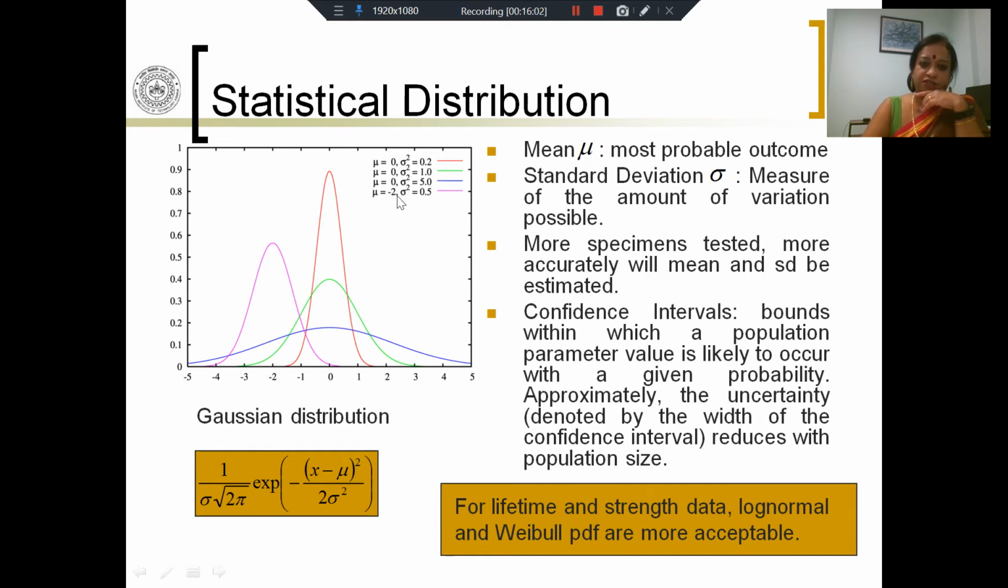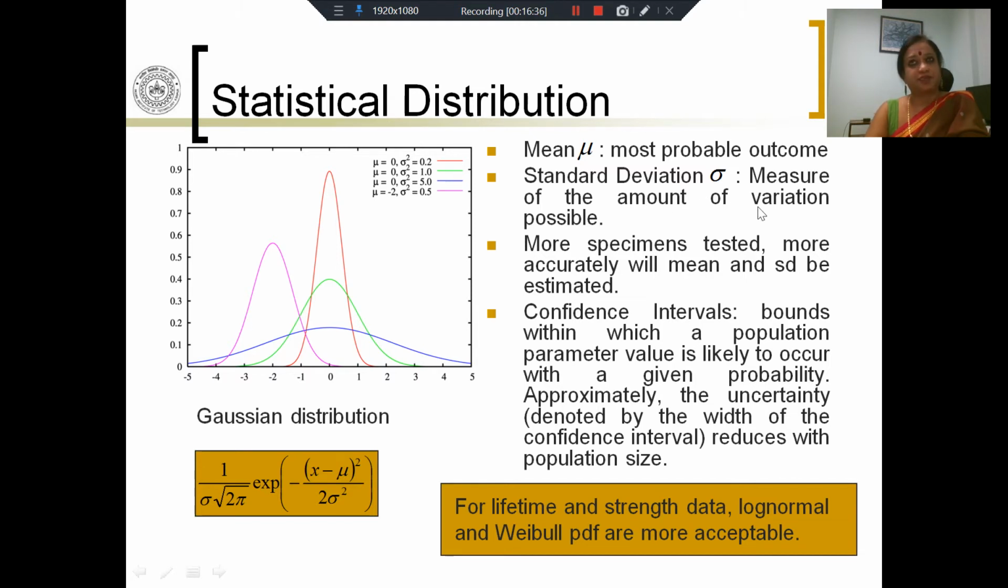But what is different for all these distributions is the standard deviation. The standard deviation is very small for the pointed curve, which is red, and very large for the blue curve, which is 5. For the green curve, it is 1, so somewhere in between. And for the magenta curve, it is the same. Okay, it is 0.5, which is somewhere between the red and the green. So the most probable outcome is given by the mean value. The standard deviation is a measure of the amount of variation which is possible.